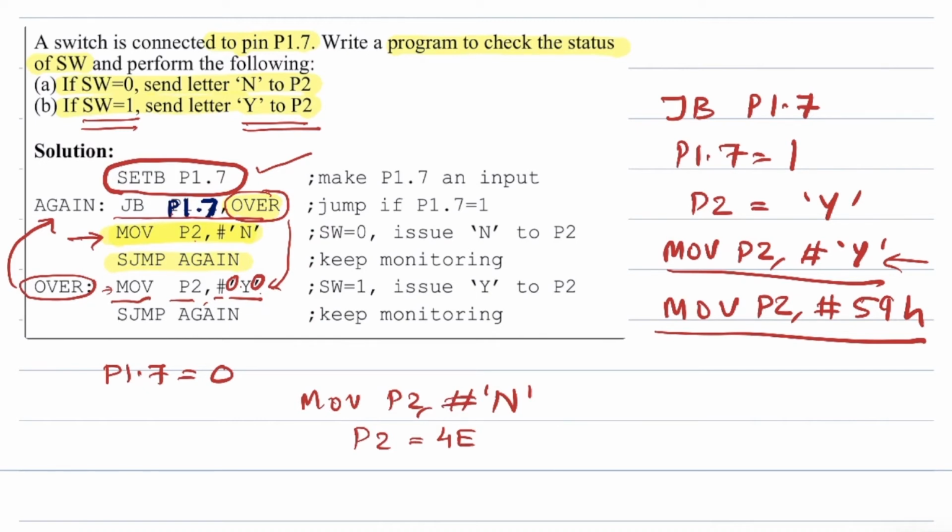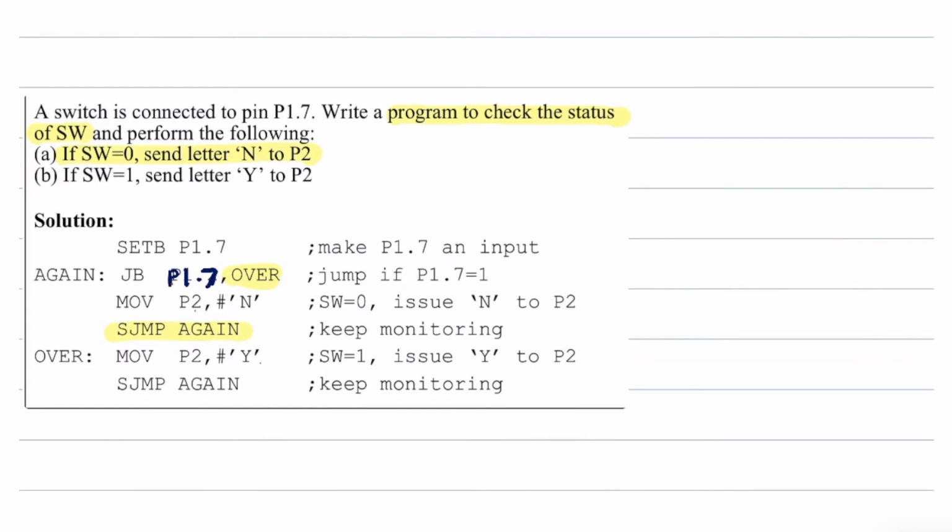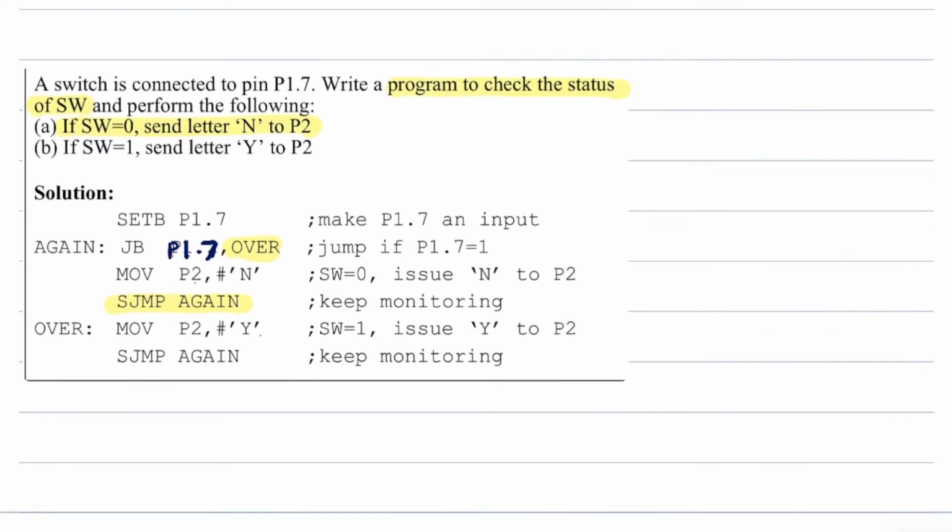So this is a very simple program which will be sending the letter N or Y to port P2, and this sending depends on the switch status, where the switch is connected to pin P1.7. Here we have directly checked the content of P1.7 using the JB instruction, so JB P1.7 is the key instruction which checks the switch status.